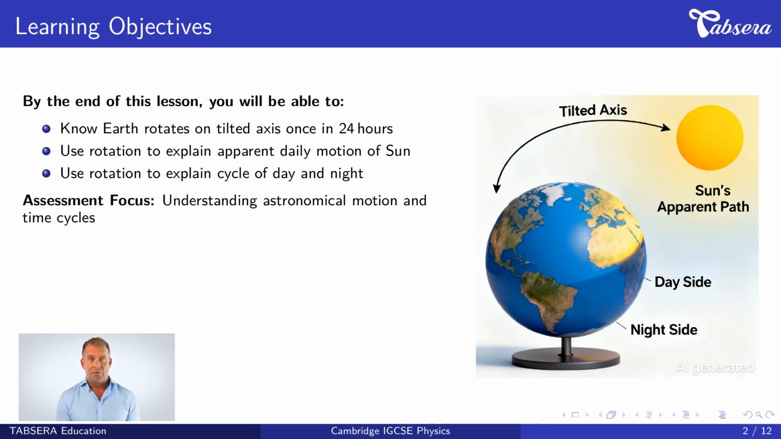Second, use Earth's rotation to explain the apparent daily motion of the Sun across our sky. The Sun appears to move, but actually Earth is spinning. Third, use rotation to explain the cycle of day and night. As Earth spins, different regions face toward or away from the Sun. These objectives align with Cambridge IGCSE assessment requirements, focusing on understanding astronomical motion and time cycles.